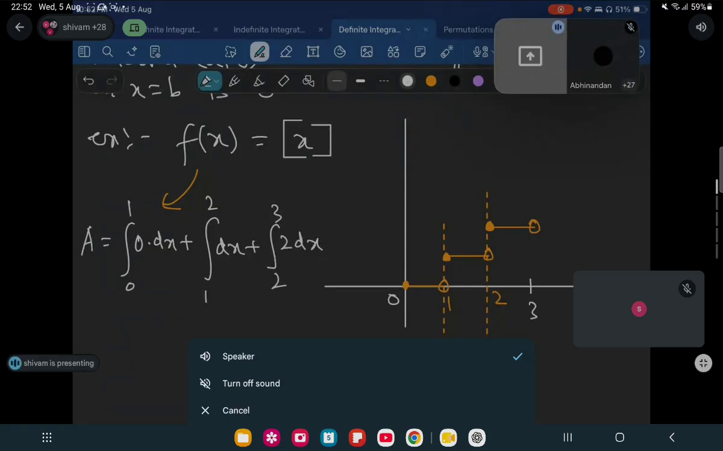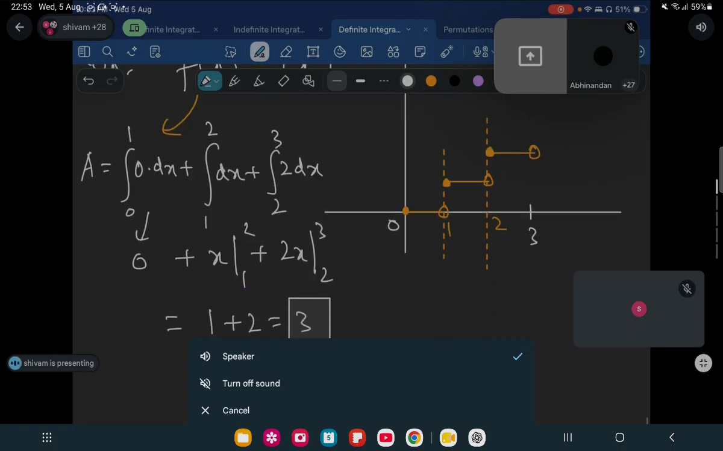Okay. So everyone, what do we get? This part is 0 plus this will become x, we have to put the limit from 1 to 2, plus 2x, we have to put the limit from 2 to 3. Okay. Tell me, are you people getting it, yes or no? So this will give us 1 plus 6 minus 4, that is 2, which is equal to 3. Tell me. Anyone having any doubt, you can ask me now. I hope this is clear to everyone. Next.